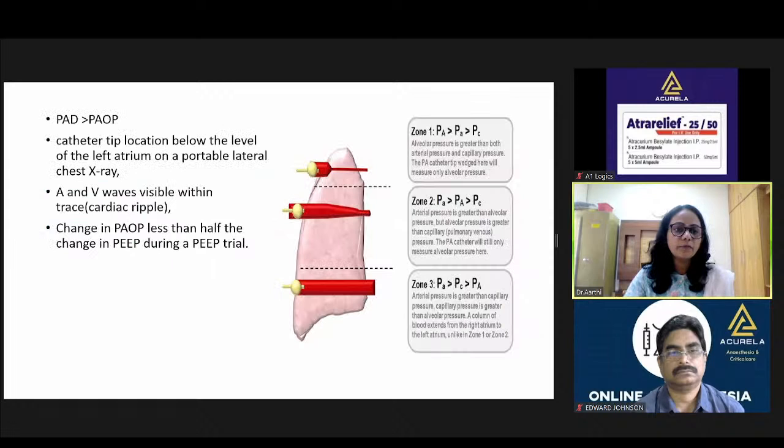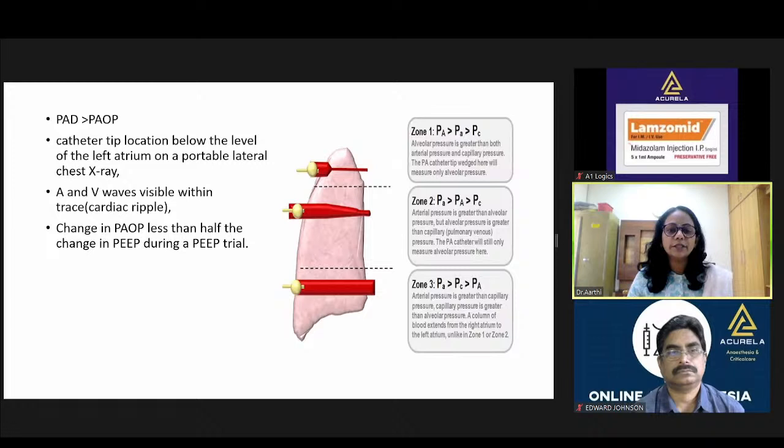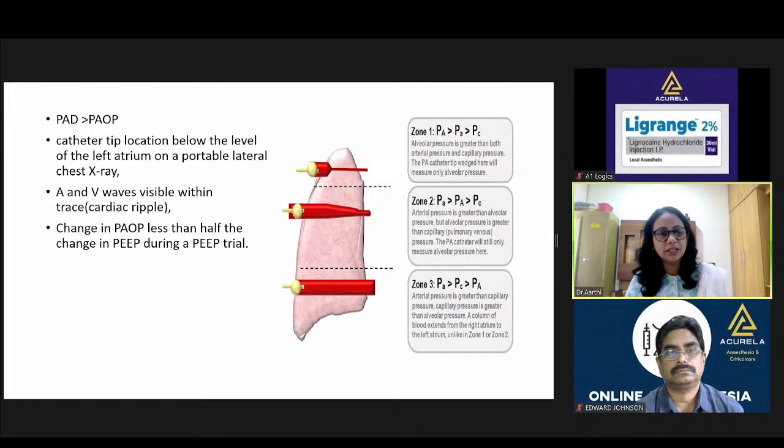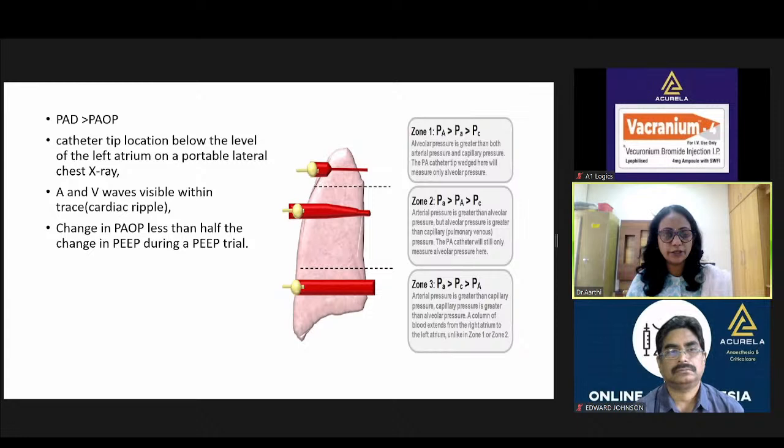So where do we normally position these catheters? The pulmonary artery catheter has to be positioned in West zone 3, where we need constant blood flow, and where the pulmonary arterial pressure is greater than the capillary pressure, which is greater than the alveolar pressure. How do we identify that the catheter is ideally positioned? While measuring, the pulmonary artery diastolic pressure is always higher than the pulmonary artery occlusion pressure, the catheter tip should be below the level of the left atrium on a lateral chest x-ray, the A and V waves are visible as a cardiac ripple on the wedge monitoring waveforms, and changes in the pulmonary artery occlusion pressure are less than half the changes in the PEEP during a PEEP trial. So these parameters tell us that the catheter is ideally positioned.